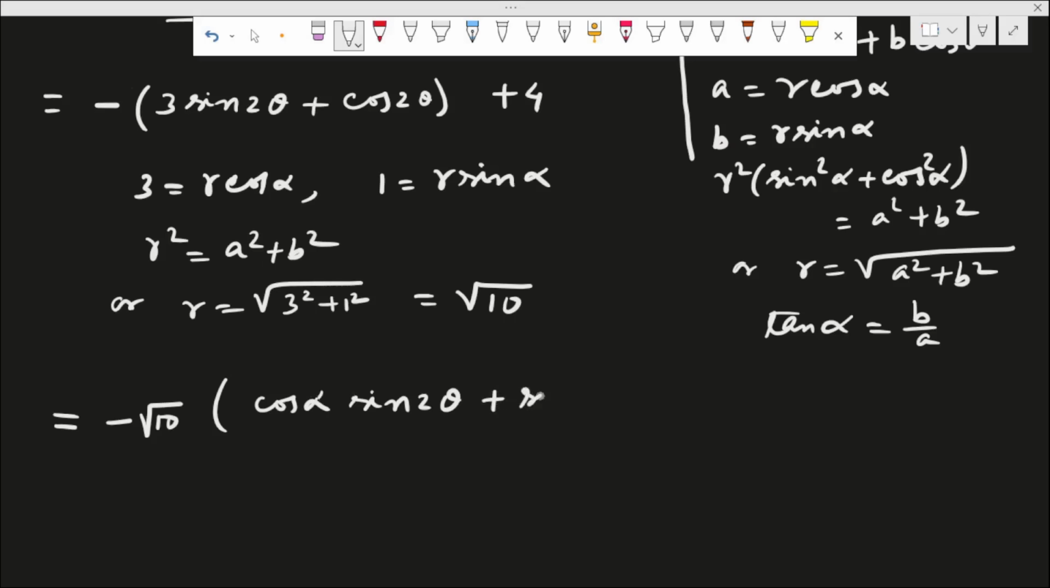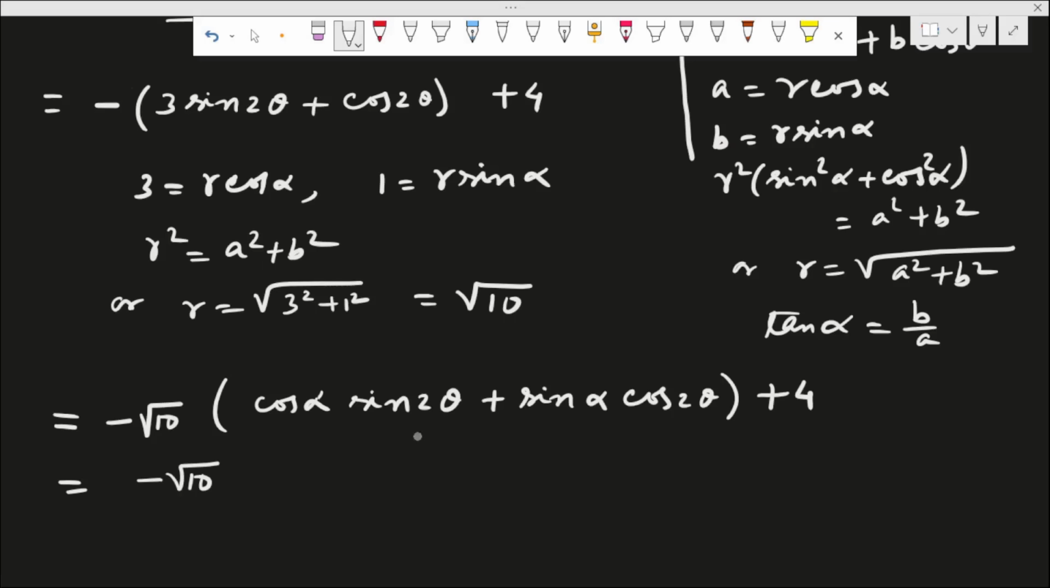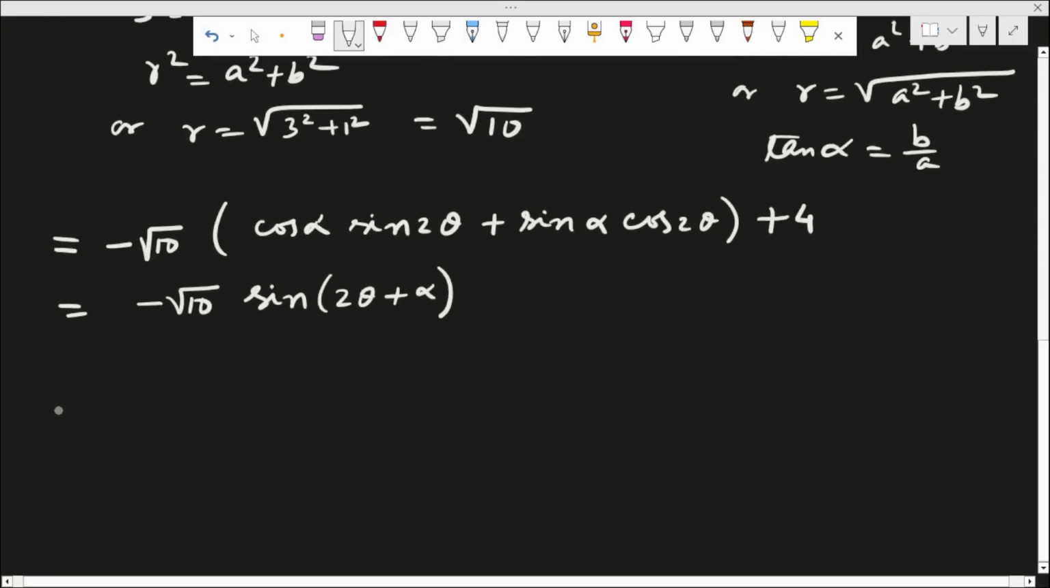Plus sin alpha plus 4, that is equal to minus root 10. According to the compound formula, we can write sin A cos B plus cos A sin B. A means 2 theta, B means alpha. Sin of A plus B, 2 theta plus alpha. What is the next step? Plus 4 as it is.